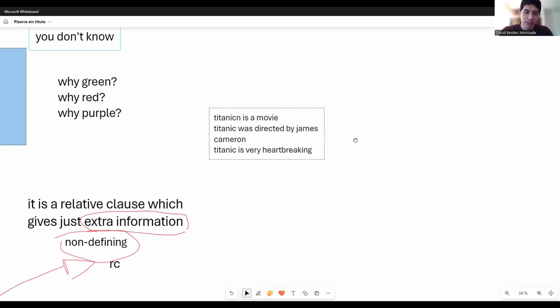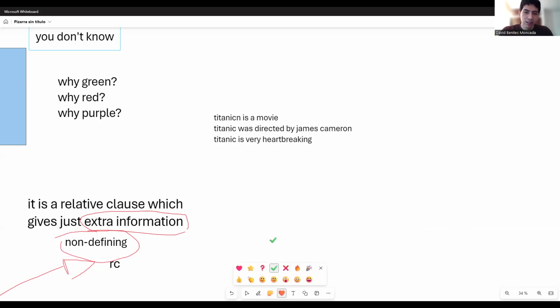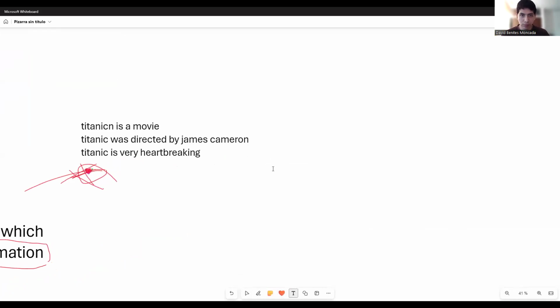Very heartbreaking. This is your heart, right? I'm sorry. This is your heart. And heartbreaking means like when you watch a movie, heartbreaking. You see? So now focus on this part. What are you repeating all the time? Titanic, Titanic, Titanic, right?